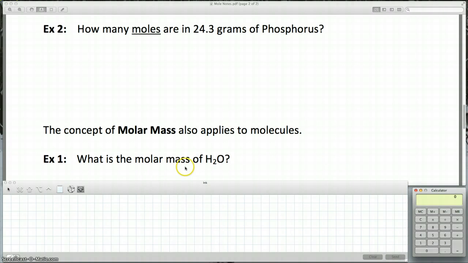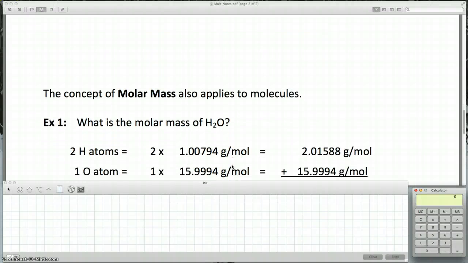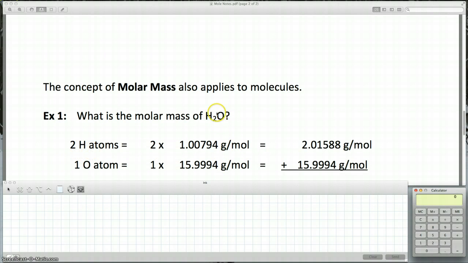Well, what if you have more than one element? Here I have, what is the molar mass of H2O? Well, I got 2 H's and 1 O. So what I got to do is look at the red number for H and the red number for O. Since I have 2 H's, I multiply the red number by 2, because there's 2 of the H's, and then add that to the O. It's H2, 2 hydrogen atoms, so 2 times the red number, and I get that answer.